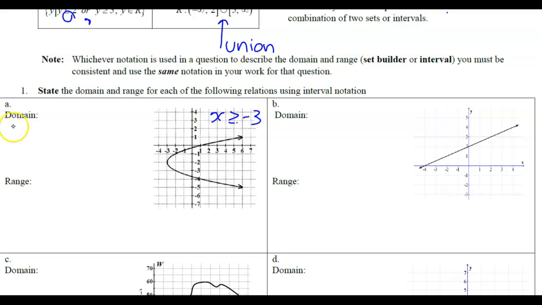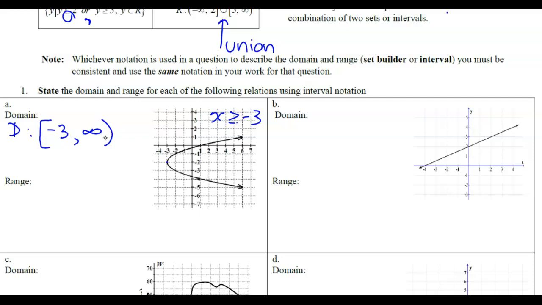But we're doing this in Set Builder. So domain colon, and then smallest value is -3, biggest is infinity. And infinity is like a sideways 8. And so does it include -3? It sure does. And infinity, we always use a round bracket. So that's your domain in interval notation.